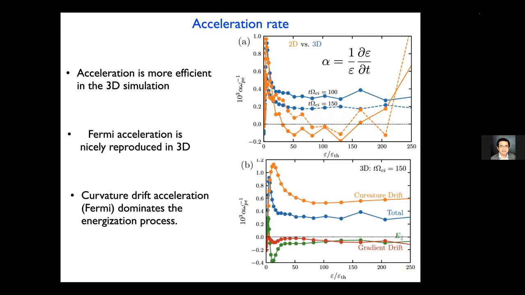One of the things we noticed is the reconnection acceleration rate. In the original Fermi paper, it is supposed to be constant as a function of energy. In this top figure, the orange line shows the 2D results, where high-energy particles don't get accelerated, and the curve is not energy independent. But for the 3D result, the acceleration rate is more or less energy independent. At the bottom, we also did the guiding center approach, and the curvature drift is still the most efficient acceleration in three-dimensional reconnection for the low gamma field case.